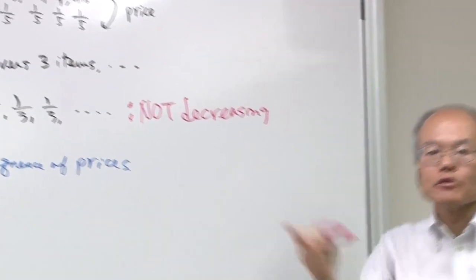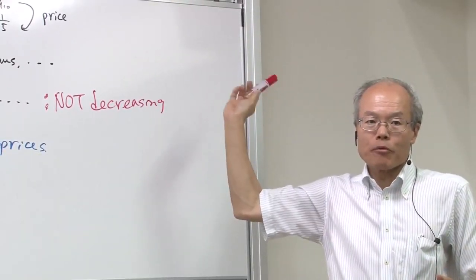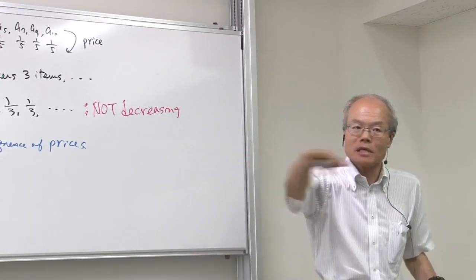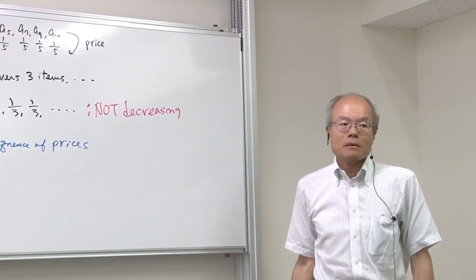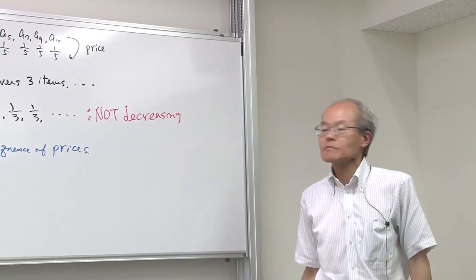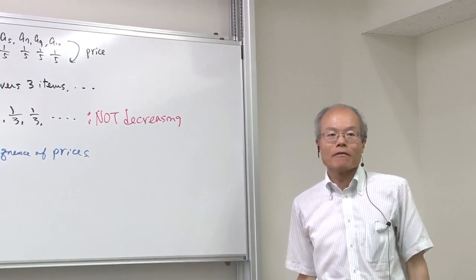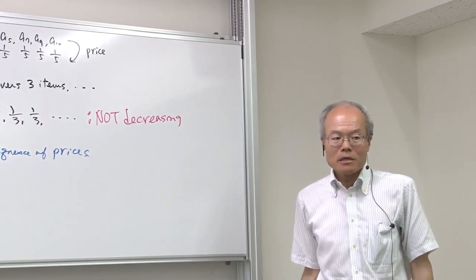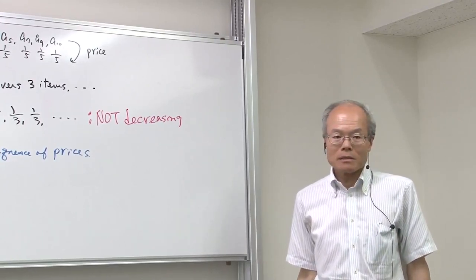Or roughly speaking, it's increasing. The price is increasing. So most important, the price is not decreasing, or roughly speaking, the price sequence is increasing. This is, of course, trivial for greedy, but for any algorithm, just by changing the selection of subsets, you can define such a non-decreasing price sequence. Okay?